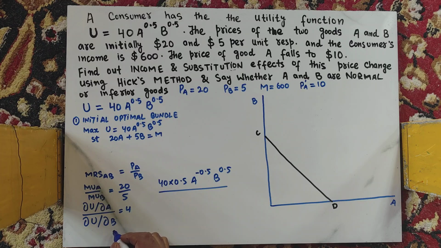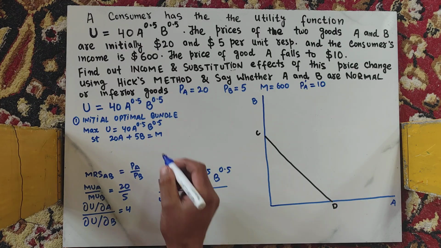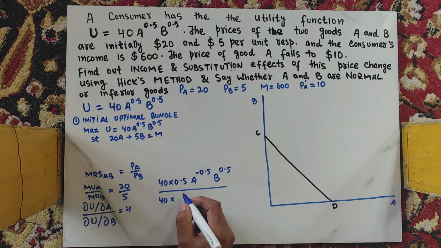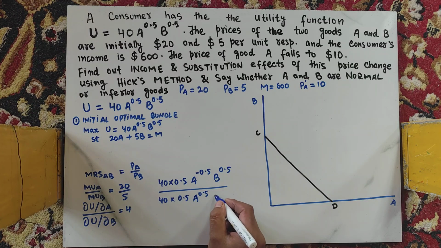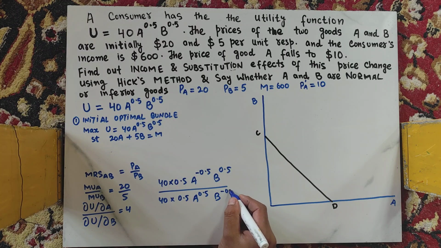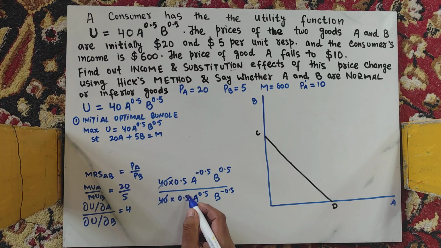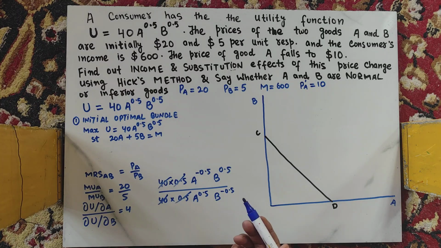Likewise, dU upon dB means the partial derivative of this function with respect to B. The exponent again becomes the coefficient, so we have 40 times 0.5. A raised to the power 0.5 will remain the same, but the exponent of B will be subtracted by 1, so it becomes negative 0.5. 40 gets cancelled, 0.5 gets cancelled.